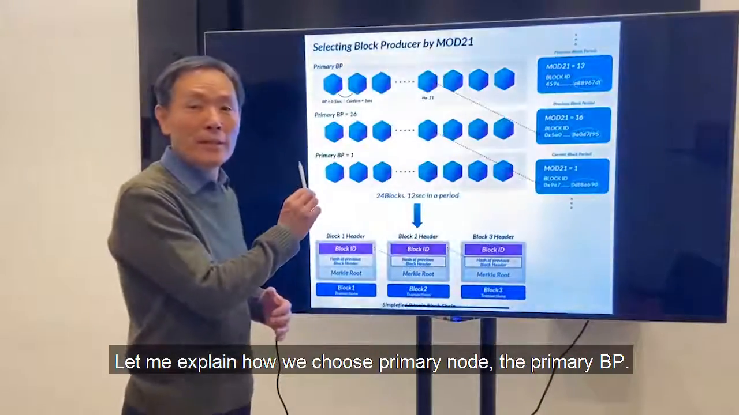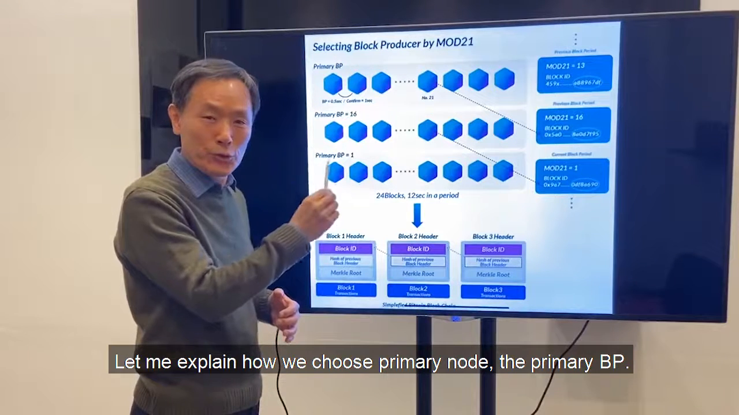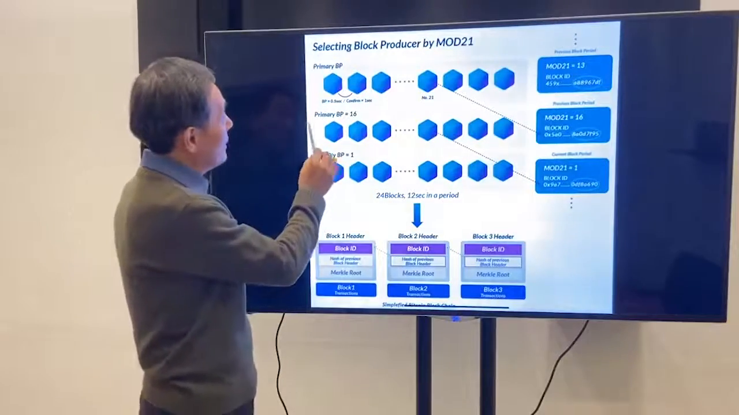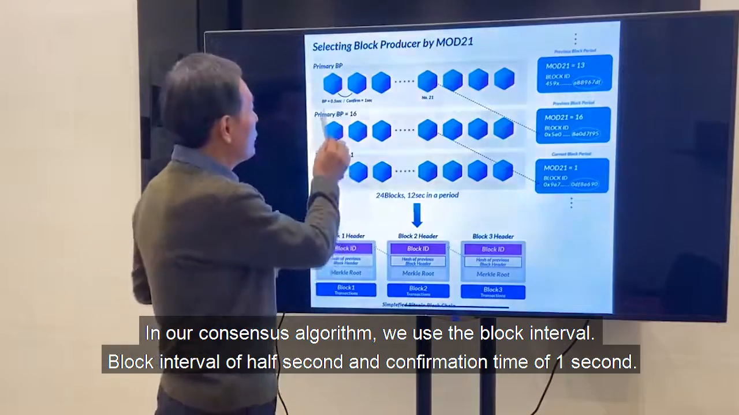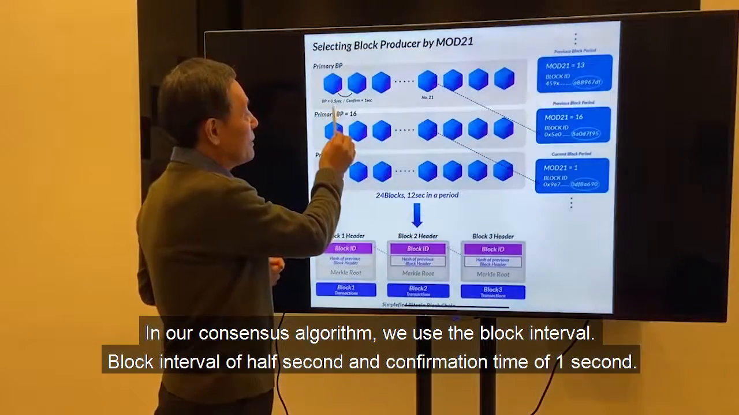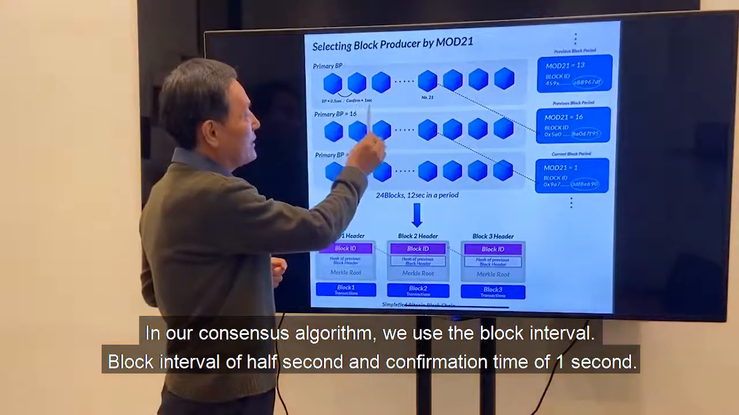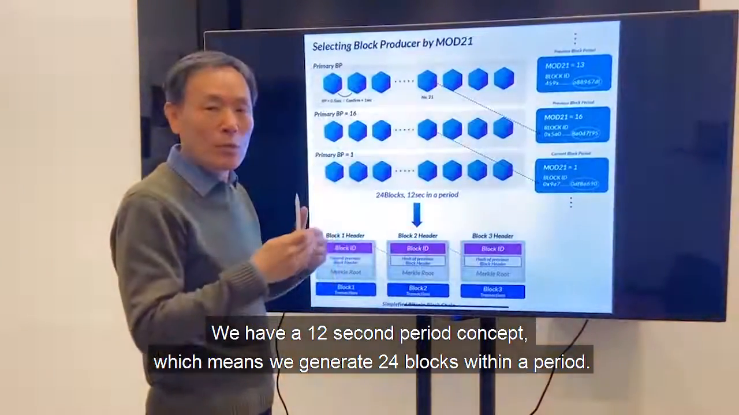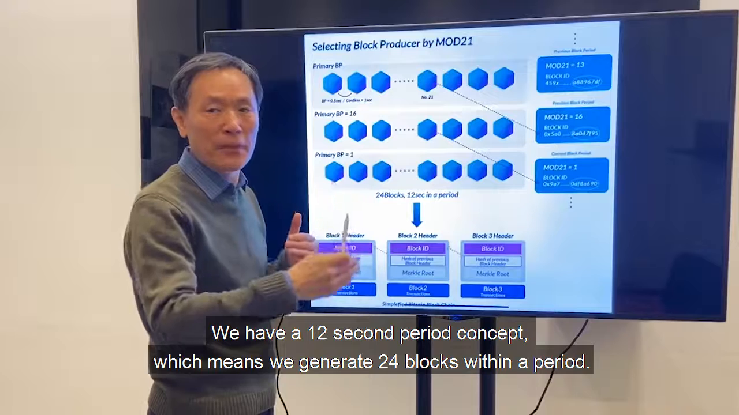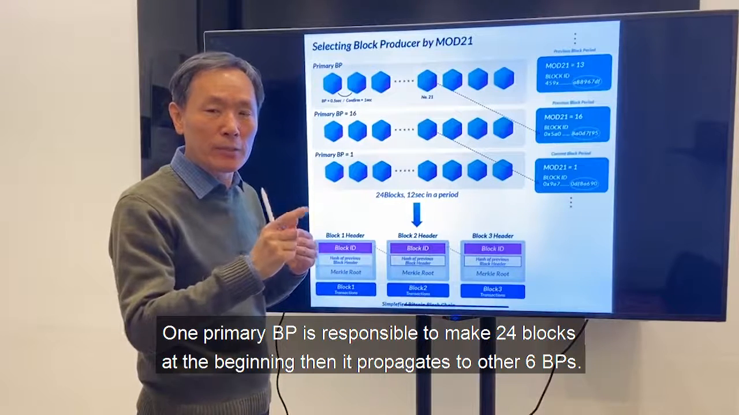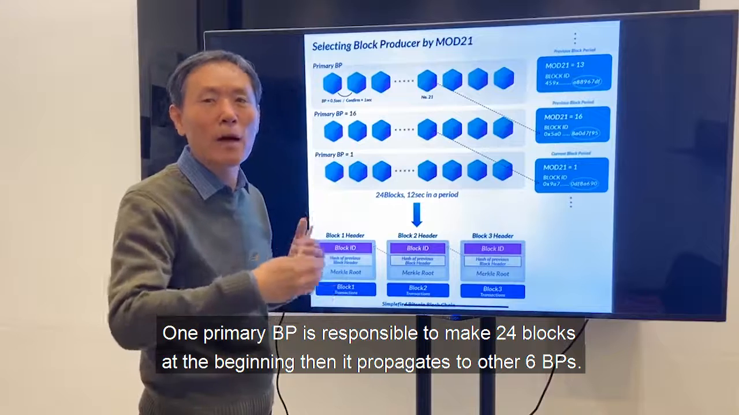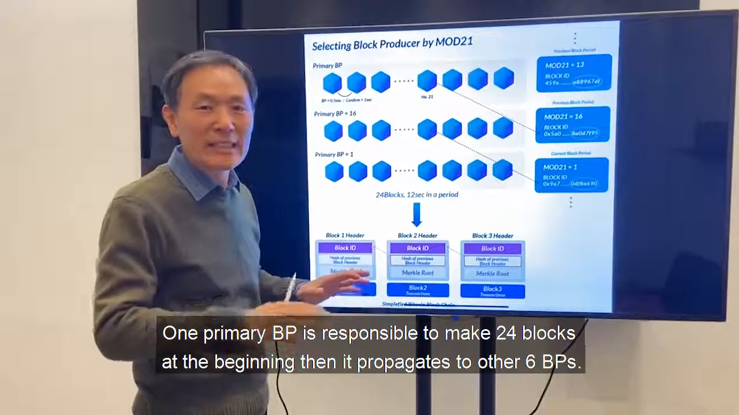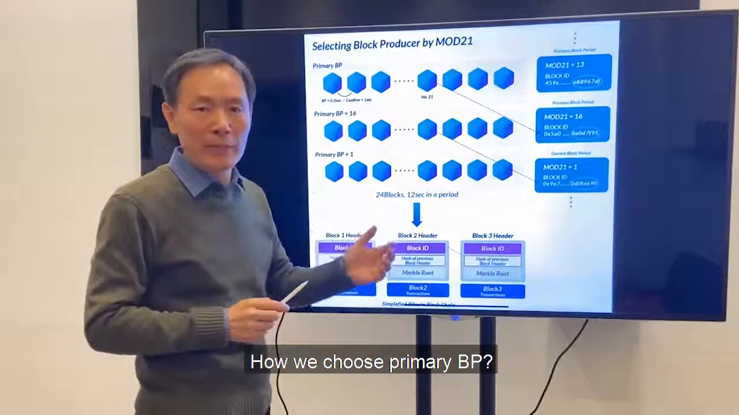Okay, let me explain how we choose the primary node, the primary BP. In our consensus algorithm, we use a block interval of half a second and a confirmation time of 1 second. We have a 12-second period concept, which means we generate 24 blocks in a period. One primary BP is responsible for making 24 blocks at the beginning, and then it propagates to the other 6 BPs. How do we choose the primary BP?